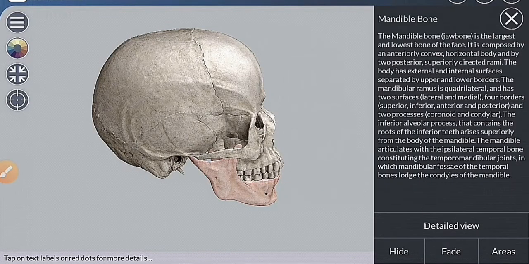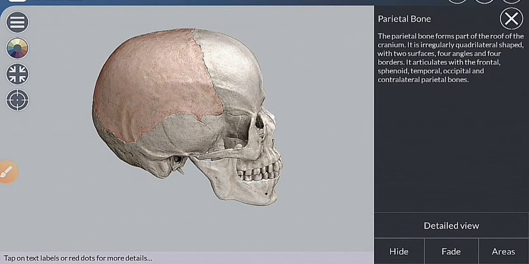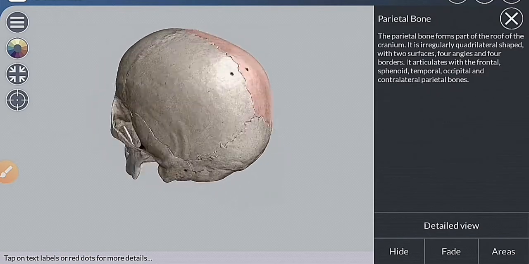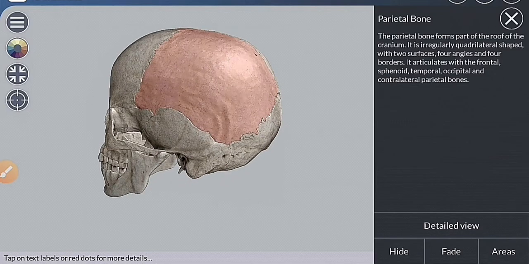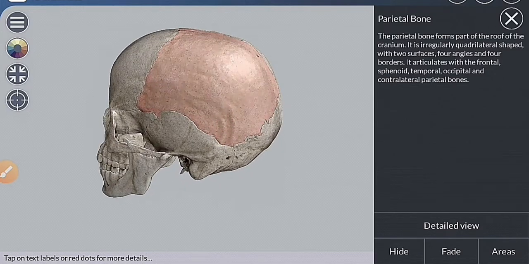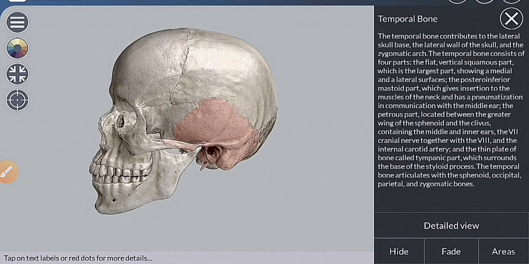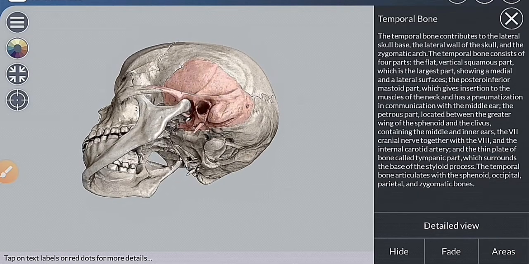So another bone is the parietal bone. This forms the large portion of the roof and the side of the skull. So this is the parietal bone. It is quadrilateral in shape and it is smooth. The next bone here is the temporal bone. It is situated at the side and also covers some of the base of the skull.